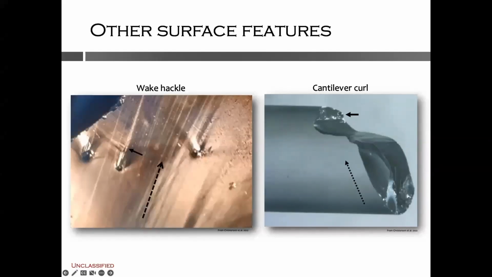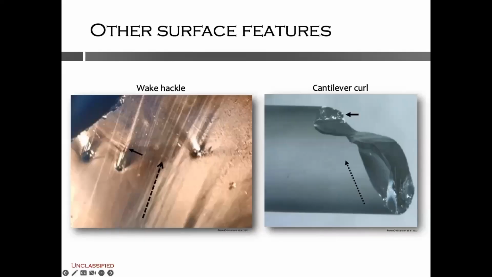In the image on the left, we can see a fractured glass surface. The dashed arrow shows the direction of the crack propagation, and you can see several bubbles in the glass, as well as the wake hackle marks, which appear on the following side of those bubbles. The solid arrow marks just one example of wake hackle in this image.